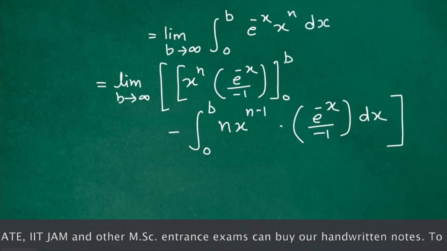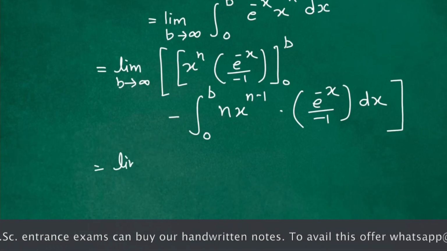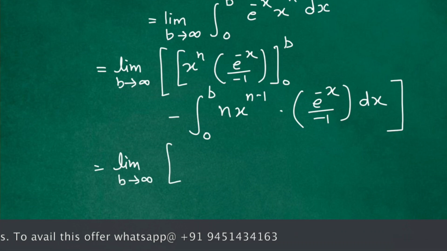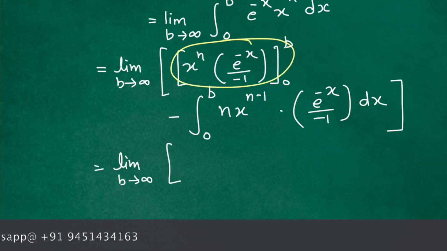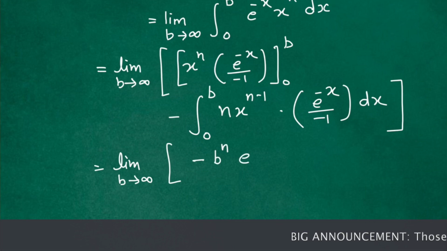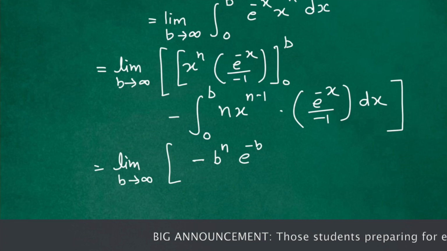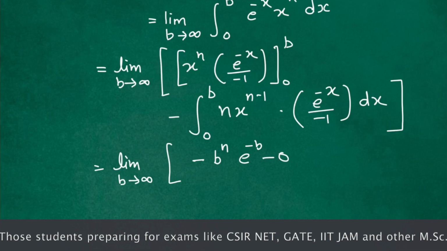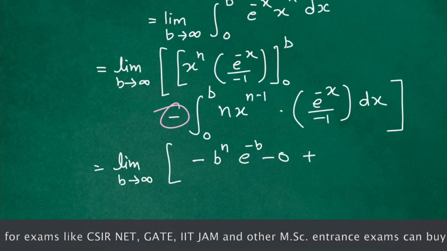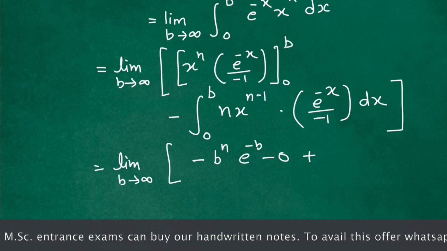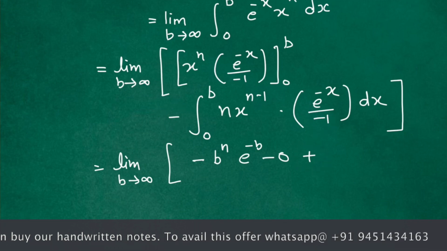Okay, so we have the limit b tends towards infinity inside the bracket. So let's put the limit here. After putting the limit, it will be minus b raised to power n times e raised to minus b, and minus 0. When we put x equal to 0, it will be 0. Now we have plus, since this minus sign and this minus sign make it positive. So we'll have here a plus sign.